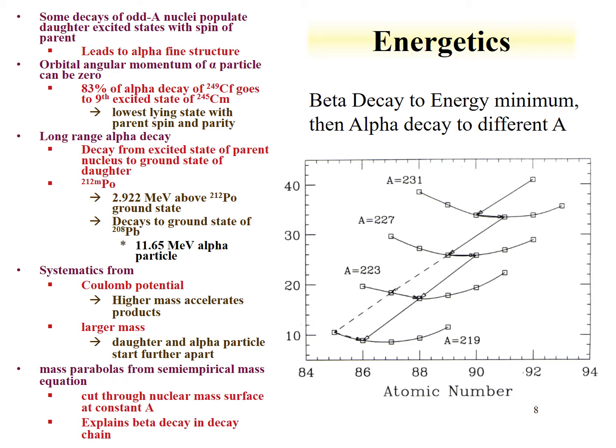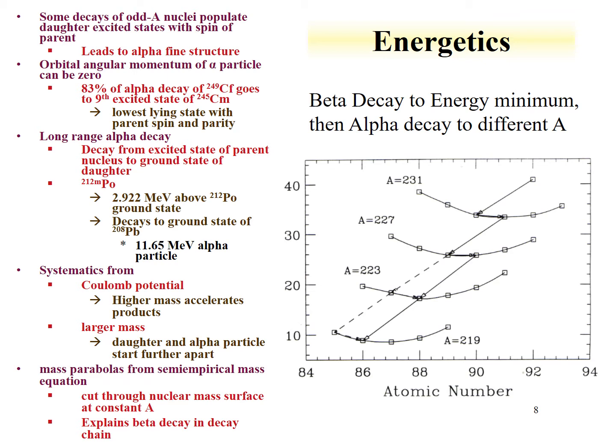There are some systematics that can be observed from alpha decays. We've already discussed the Coulomb potential has a way of accelerating the higher mass products out of the nucleus. And with a larger mass that's often observed, so larger A's that decay, the daughter and alpha particle can start further apart within the nucleus. So that's another reason that this potential exists, so that alpha decay occurs with higher A nuclei.